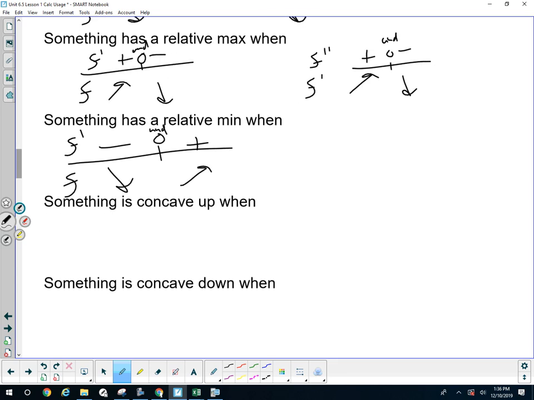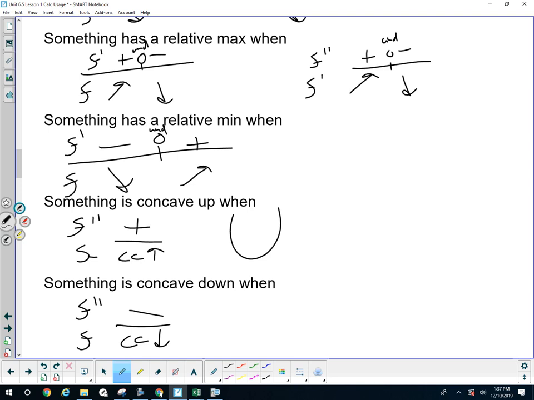Something is concave up when its second derivative is positive. If the second derivative is positive, the original function I know is concave up. Concave down when its second derivative is negative. Now, it's concave up. This is what it looks like to be concave up. You will find that's when f prime is going up. F prime is going up when f double prime is positive.